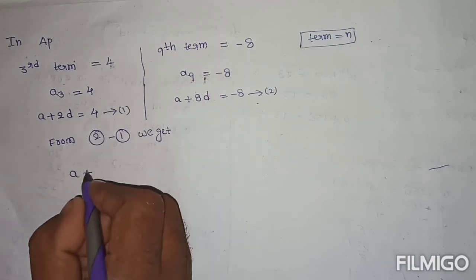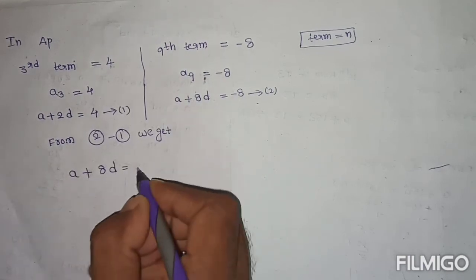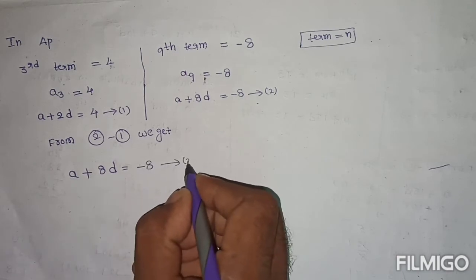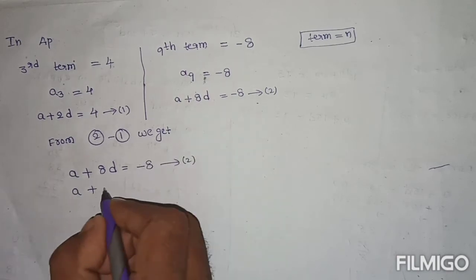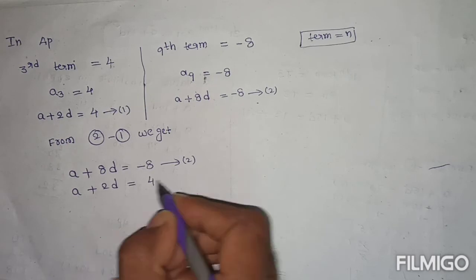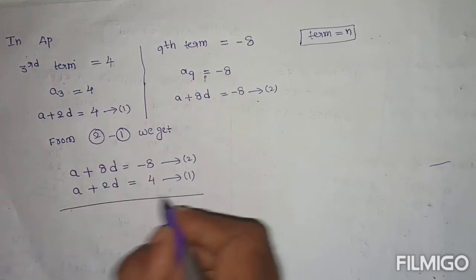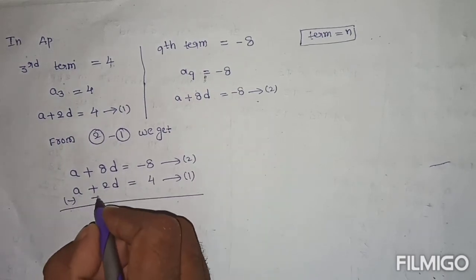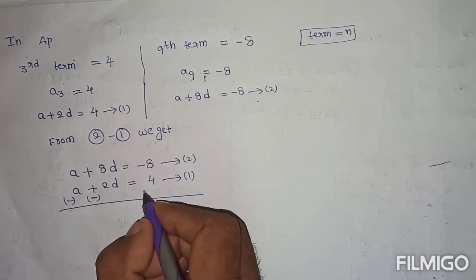A plus 8D is equal to minus 8, equation number 2. A plus 2D is equal to 4, equation number 1.